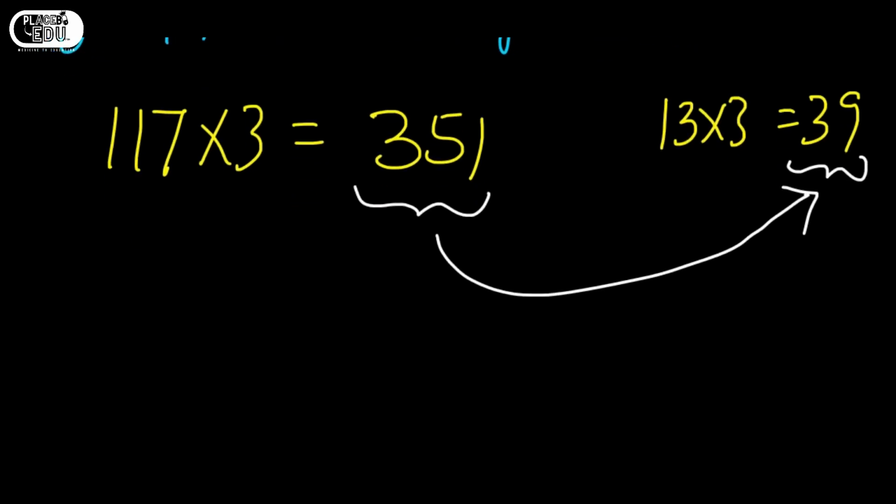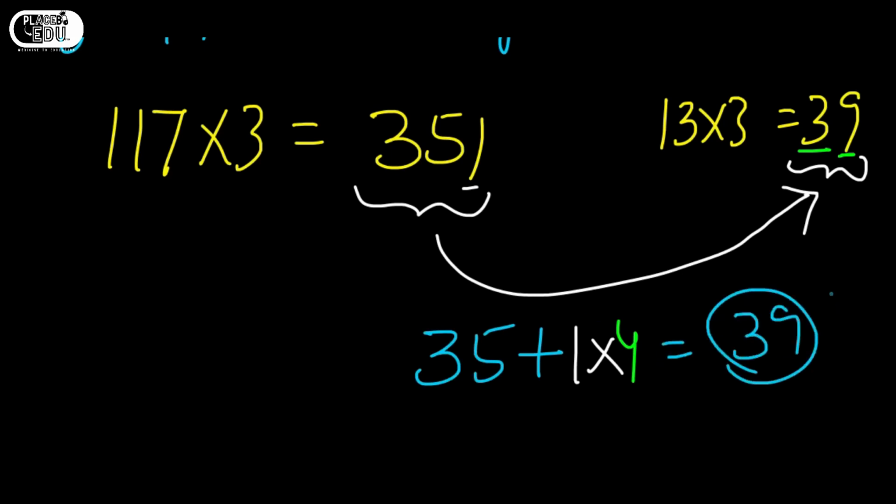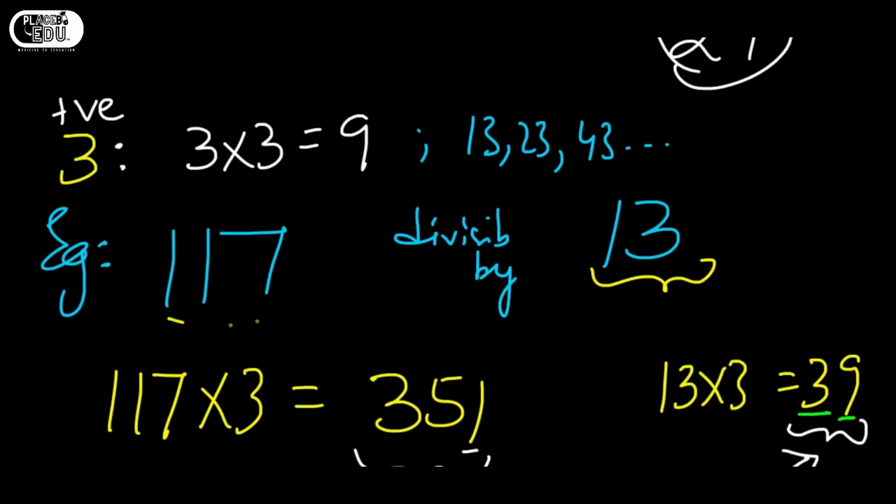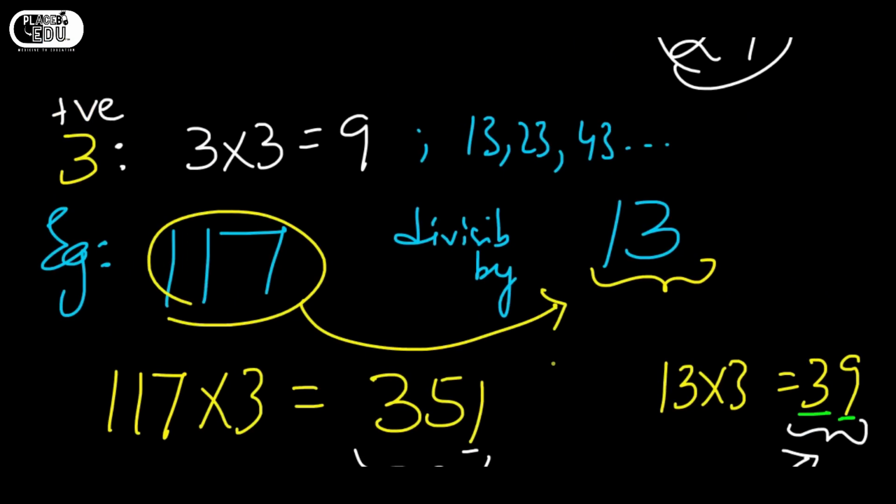So how can we do that? We have to see the number before 9, that is 3. So 3 plus 1 is 4, and the last digit of 351 is 1. So 1 into 4. Since this is a positive oscillator, we add, and the remaining digits are 35. So the answer is 39, and 39 is divisible by 39. Therefore, 117 is divisible by 13. Is that clear? I hope it's clear.